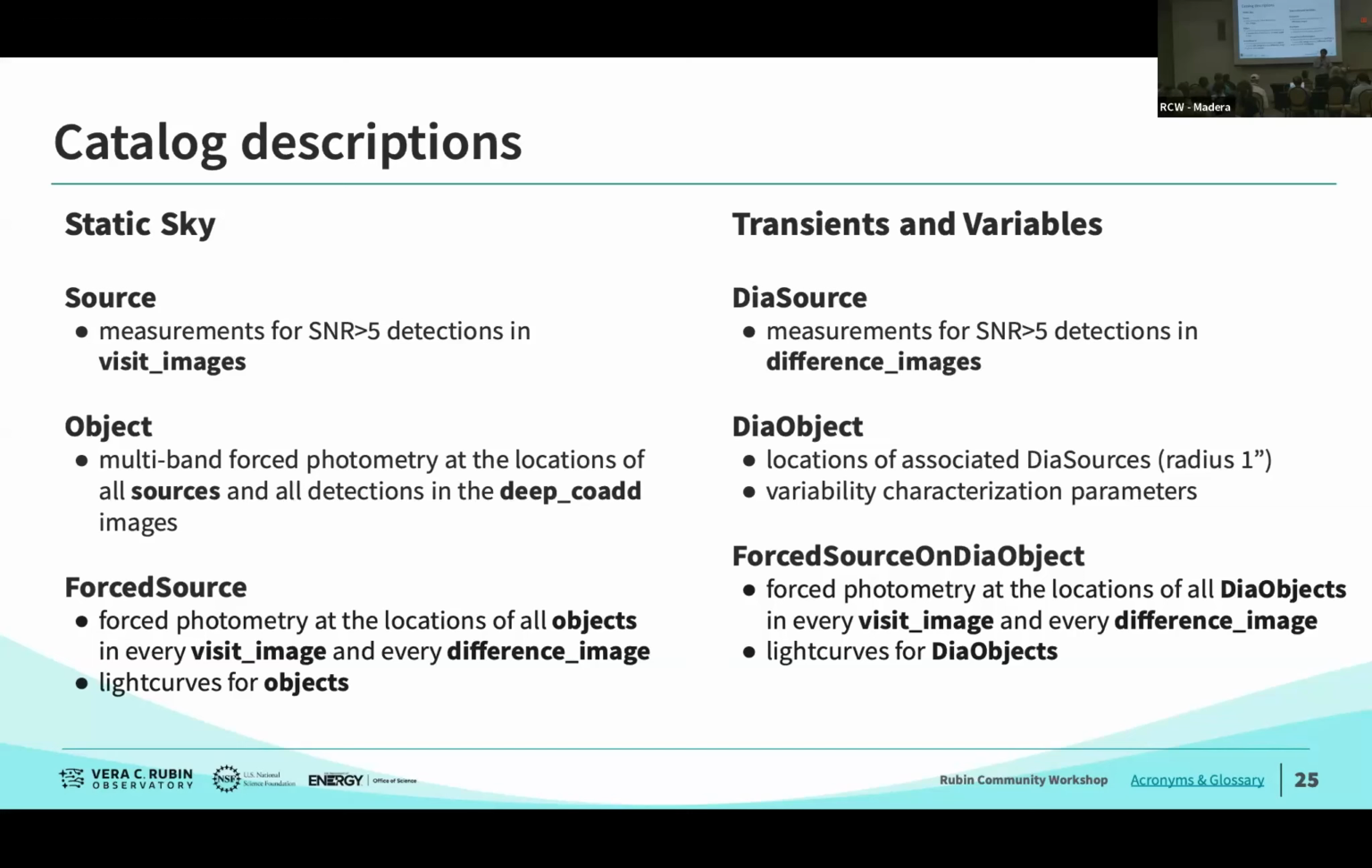And then we have a forced source on DIA object catalog, which is forced photometry at the location of all these DIA objects in every visit image and every difference image. And then we also produce light curves for DIA objects.